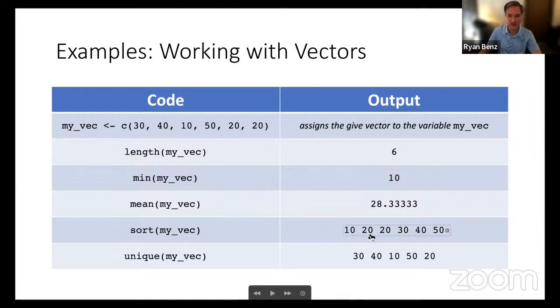Notice that I have duplicated the number 20 here twice, and there's no problem. You can duplicate values in a vector, nothing wrong with that, but sometimes you might want to get the unique elements, so you can use this unique function to do that.